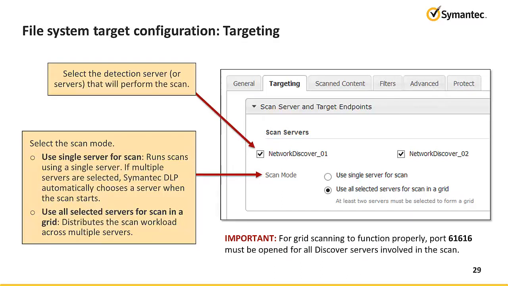Secondly, use all selected servers for scan in a grid. This option enables the grid scanning feature, which distributes the scanning workload across multiple Discover servers. Note that you must select at least 2 servers to use grid scanning. Symantec recommends that you apply the same configuration to all the Discover servers that you intend to use for grid scans. Note that for grid scanning to function properly, port 61616 must be opened for all Discover servers involved in the scan, particularly if the servers are in different data centers.